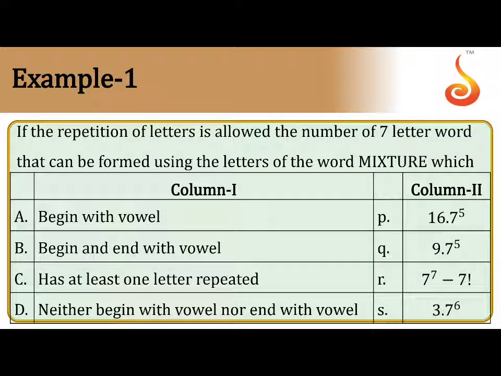If the repetition of letters is allowed, the number of 7-letter words that can be formed using the letters of the word MIXTURE which begin with a vowel, begin and end with a vowel, have at least one letter repeated, neither begin with a vowel nor end with a vowel. They are asking this question. So for this question, first we have to find the number of letters in the word and separate the vowels and consonants.